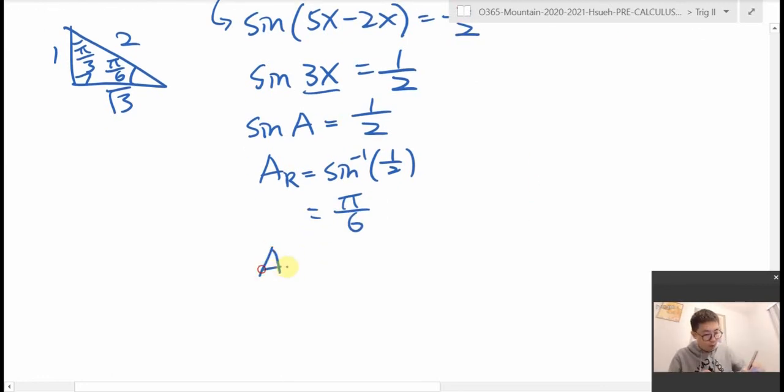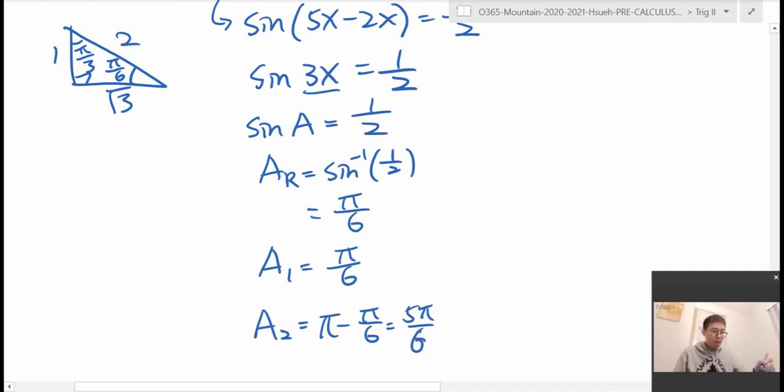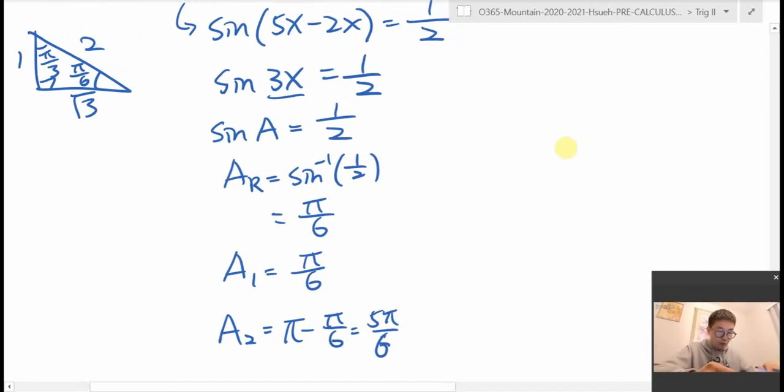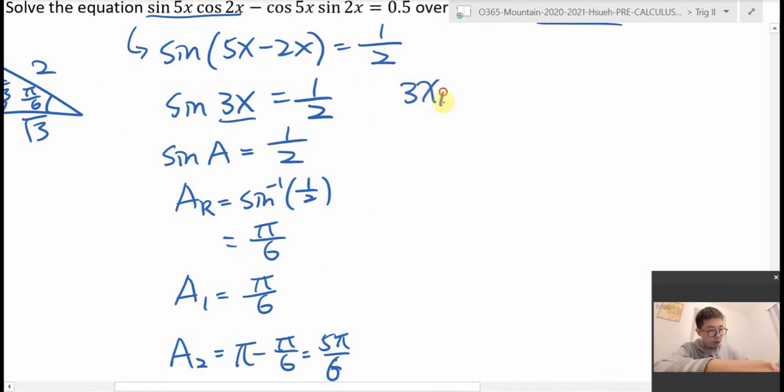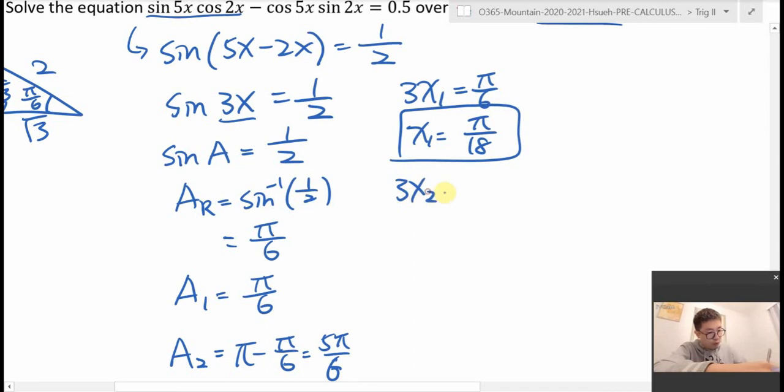And then we would go on to find A1, which is going to be in quadrant 1, so pi over 6, and then A2. We are looking at sine being positive, so we're looking at quadrant 2. So that's going to be pi minus pi over 6, which is 5 pi over 6. However, we are never told to solve for A. The question was always about x. So then we need to go back to the question and replace A with 3x. So A1 being pi over 6, I rewrite that as 3x1 equal to pi over 6, which means divide both sides by 3, you get pi over 18. There's your first answer. And then 3x2 should equal 5 pi over 6. Again, divide both sides by 3, you should get 5 pi over 18. There's your first two answers.